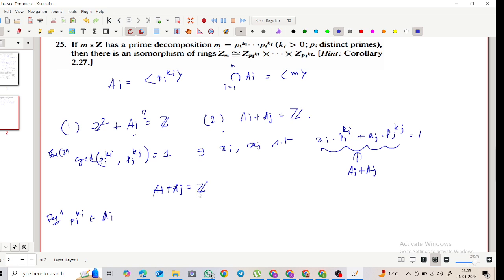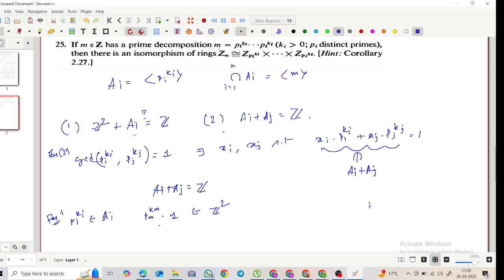I think you just take p_m to the power k_m into, yeah, just p_m to the power k_m into 1. This is in Z square, right? This element is in Z square, na?